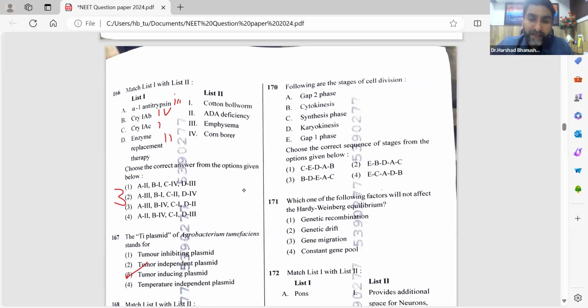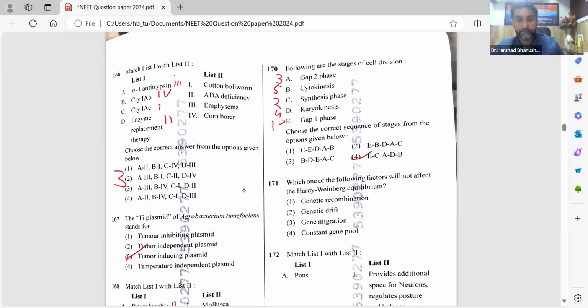They have asked you to find out the correct statement, a sequence. The correct sequence will always start with G1, which is E. So G1 followed by S, that is C, followed by G2, that is 3, followed by karyokinesis, followed by cytokinesis. So it will be E followed by C, followed by A. There's only one option in that.